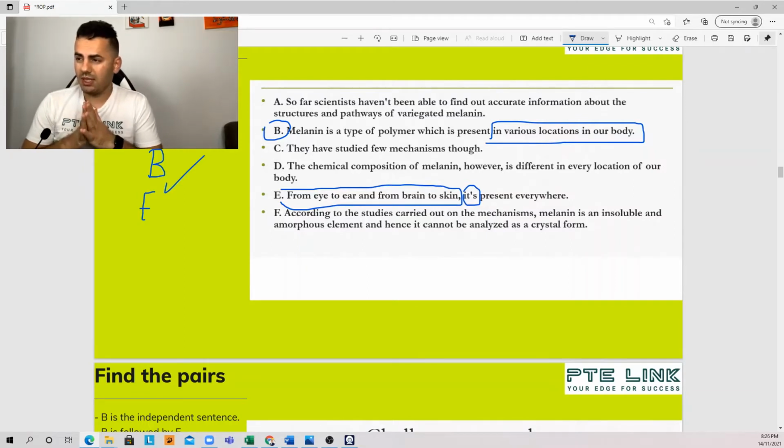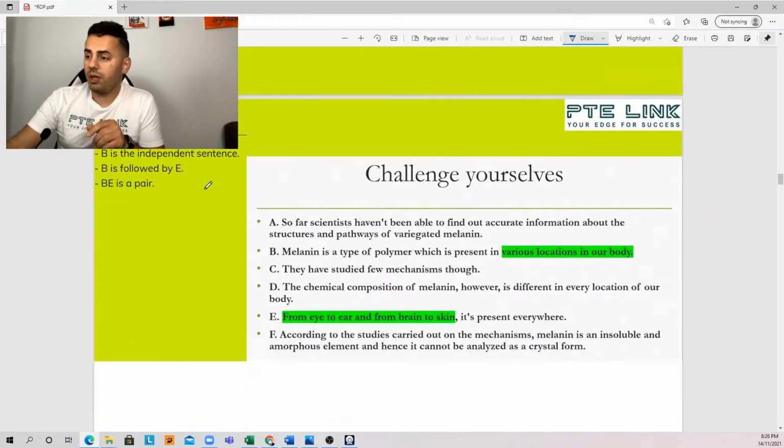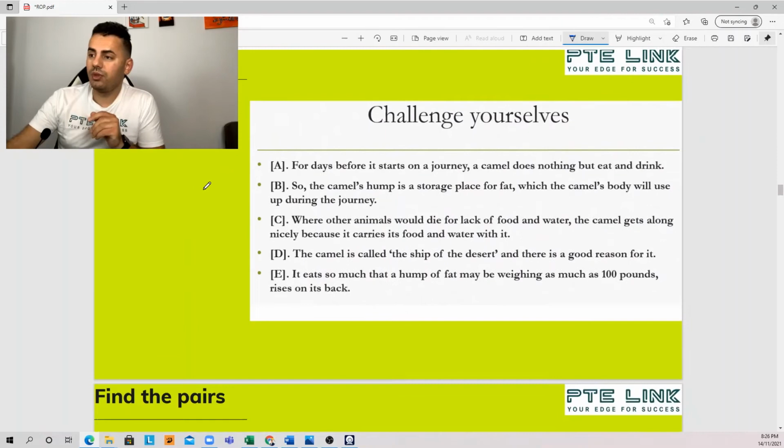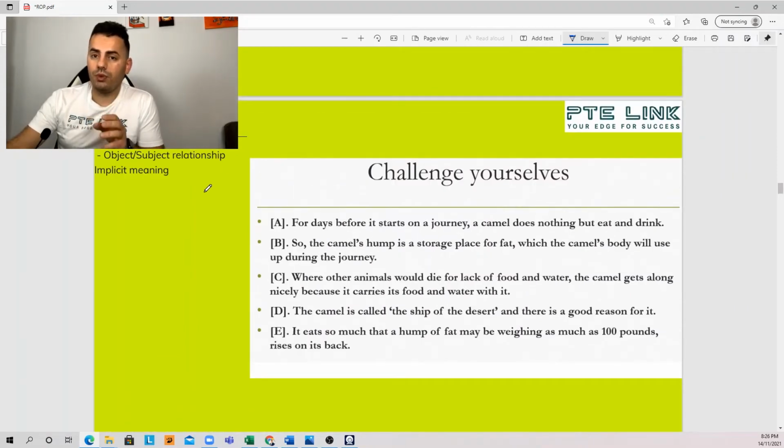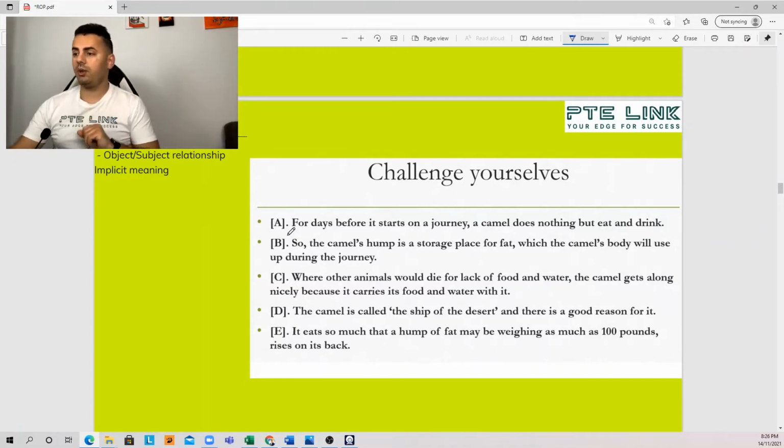In this context, we were able to apply or employ this tip to find one pair. But sometimes in some questions like this one, you could actually solve the entire passage using this tip. And this is something we're going to do together here. Again, I'm giving you 30 seconds to find the independent sentence. Is it A, B, C, D, or E?